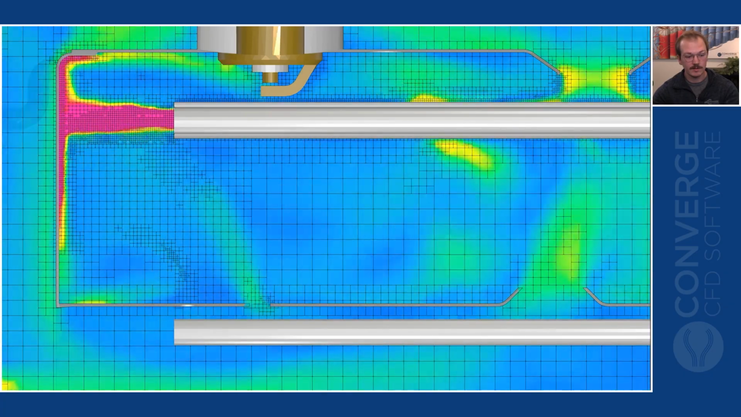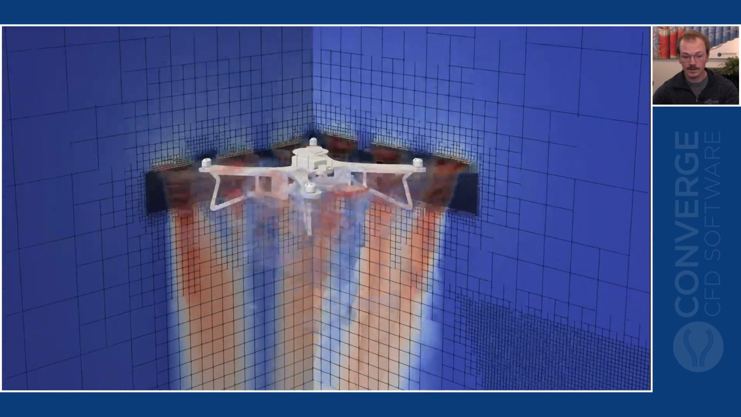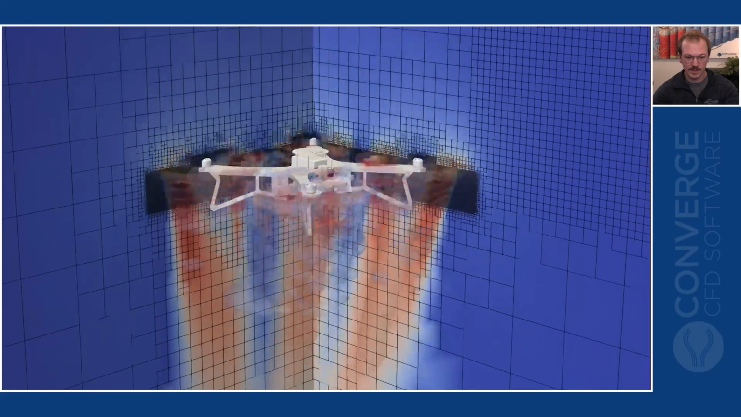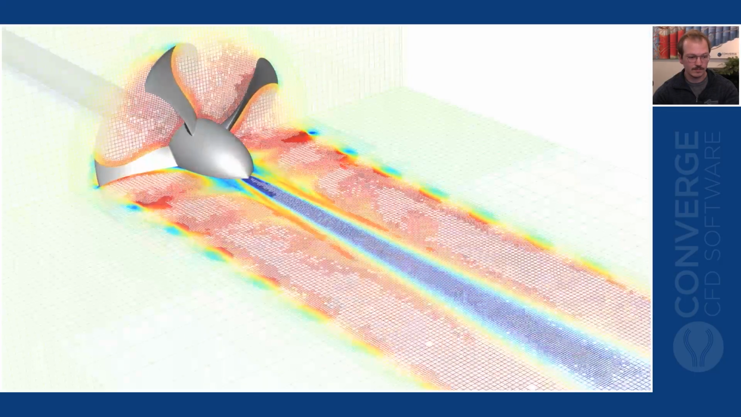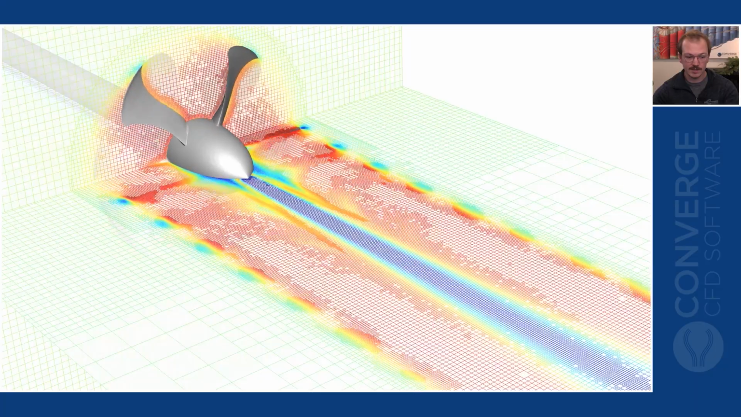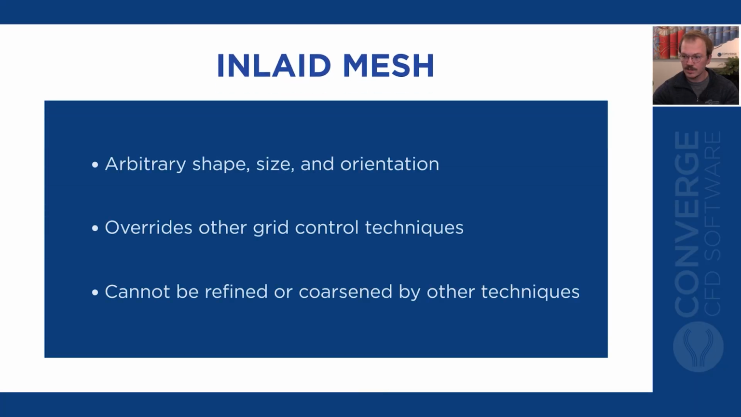The main benefit of AMR is that it adds a fine mesh only when and where necessary, thereby reducing the overall cell count without compromising the accuracy of the simulation. It significantly reduces or eliminates the time required to do mesh refinement studies. The final way to control the grid is through inlaid meshing.